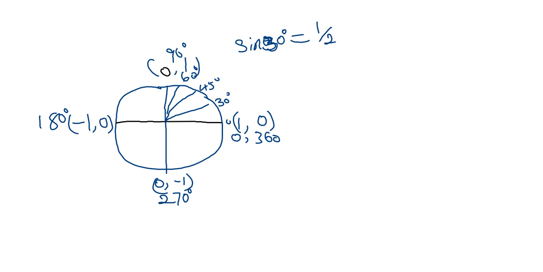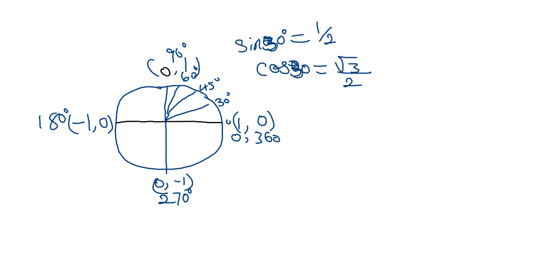Then cos 30 degrees is also equal to what? What is cos 30 degrees? Cos 30 degrees is equal to root 3 over 2. So that is one thing you need to know very, very well.